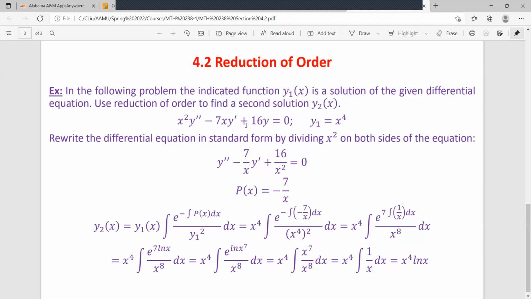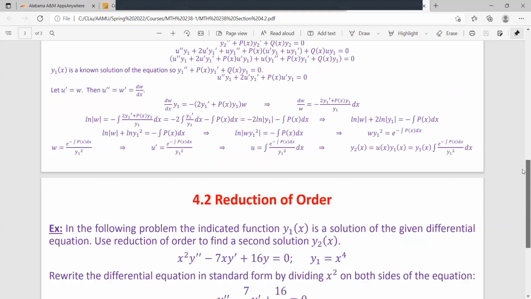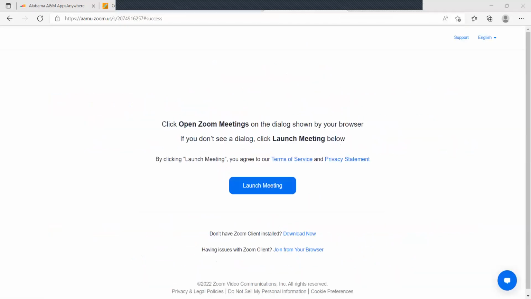All right. So that's the end of this section. Any questions about this topic or this example? Okay, so if not, then we go to the next section for another topic. All right, 4.3.